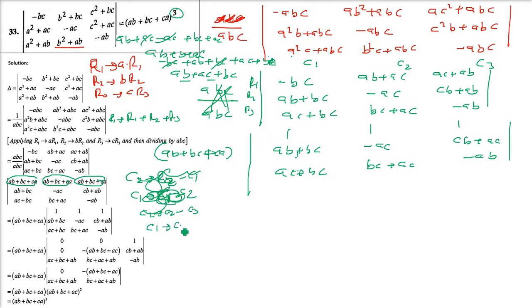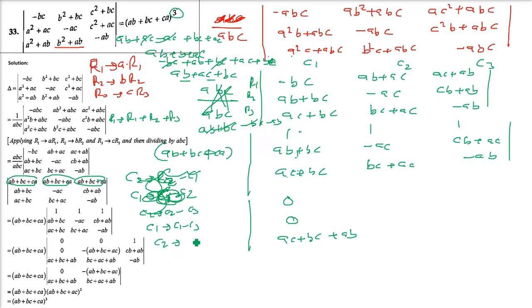Column 1 we will change to column 1 minus column 3. 1 minus 1 is 0. AB plus BC minus CB minus AC. Let me write it: AB plus BC minus BC minus AB. What do you get? You get 0 actually, they are the same. AC plus BC minus AB. We are subtracting, so AC plus BC plus AB. So we are doing column 1 to column 1 minus column 3.